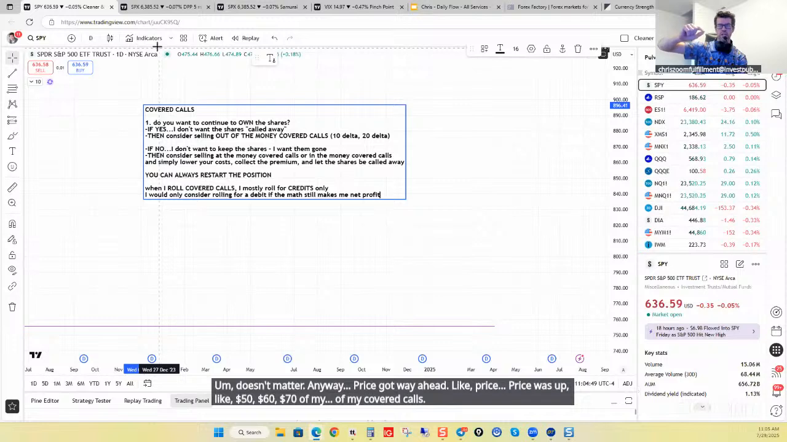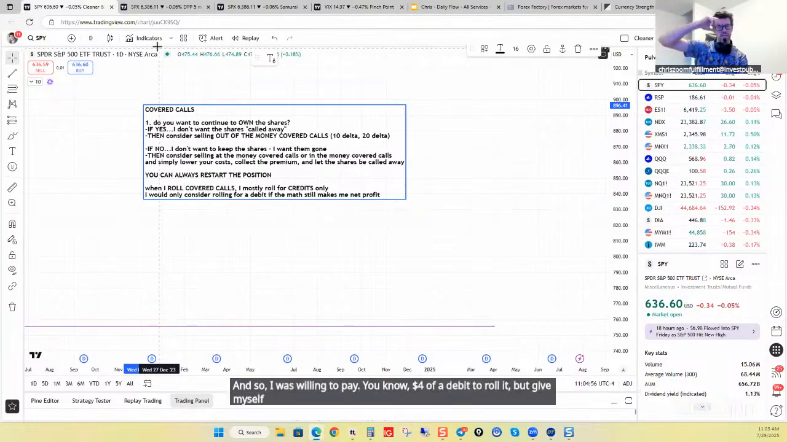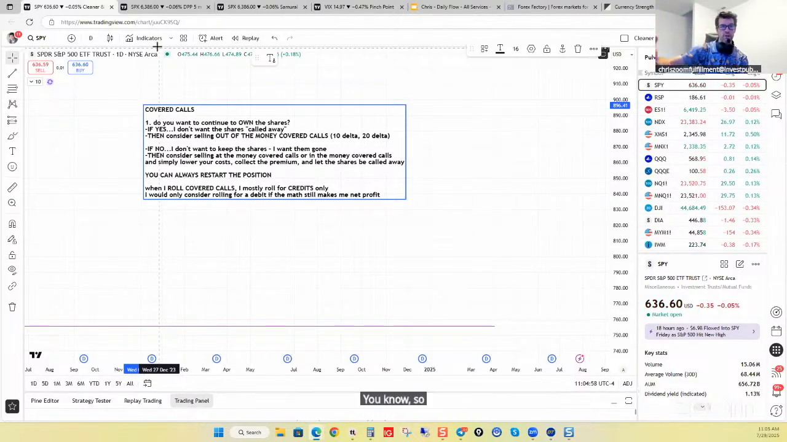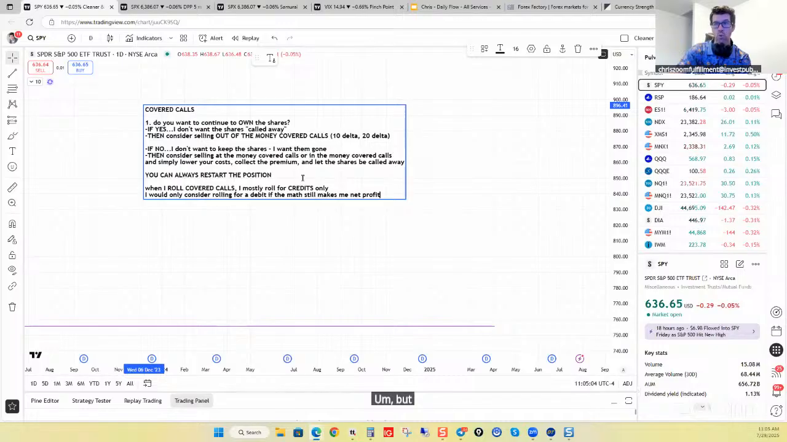And so I was willing to pay, you know, $4 of a debit to roll it, but give myself $10 of profit potential. So I'm rolling it for a $4 debit to grab an extra $6 of profit. It still helps me make more money. But mostly when I'm rolling calls, I just want to roll for credit, roll for credit, lower my cost basis as much as I can.